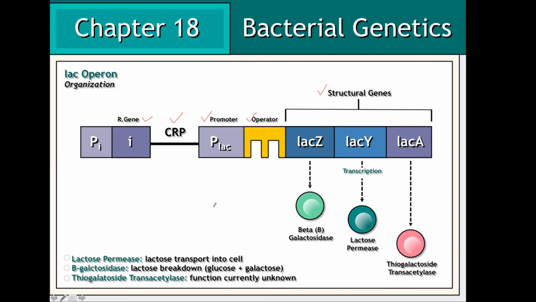With respect to the Lac operon, the structural genes are called LacZ, LacY, and LacA. The LacZ gene codes for an enzyme known as beta-galactosidase. This enzyme basically breaks down lactose into the simple sugars glucose and galactose. The LacY gene codes for an enzyme known as lactose permease, which facilitates the transport of lactose into the cell. LacA codes for an enzyme known as thiogalactoside transacetylase, whose function is currently unknown.